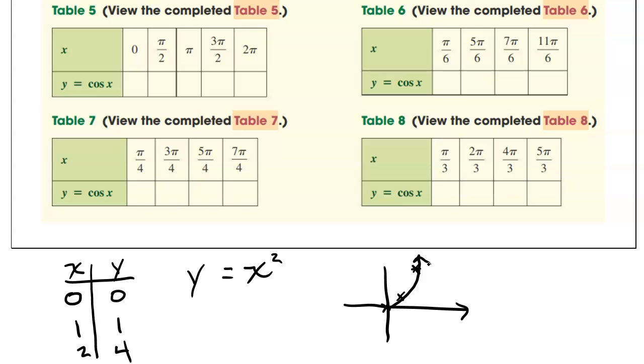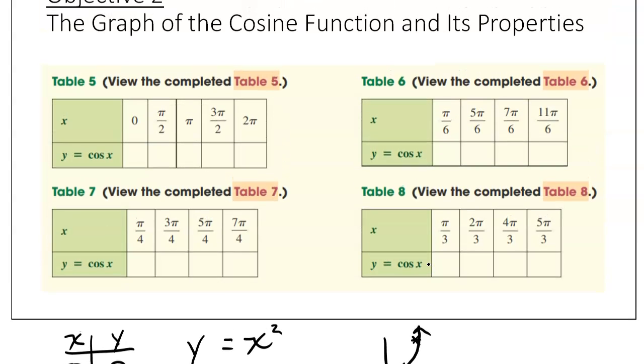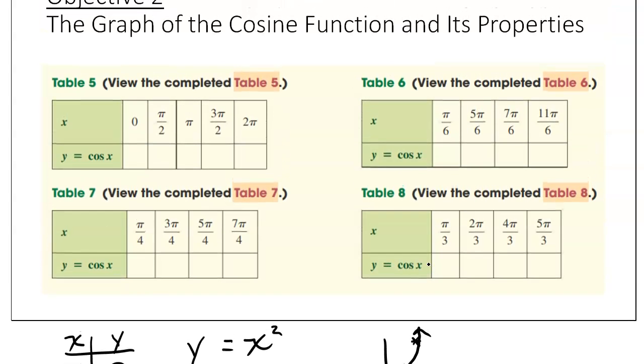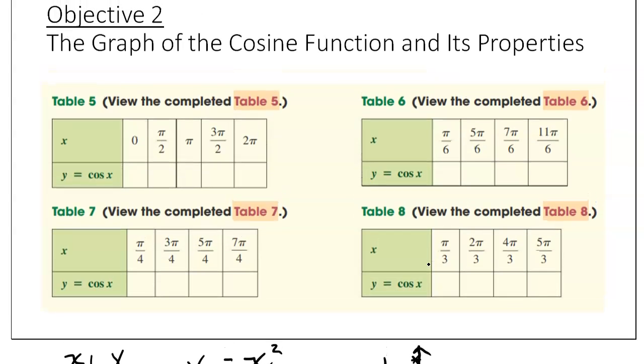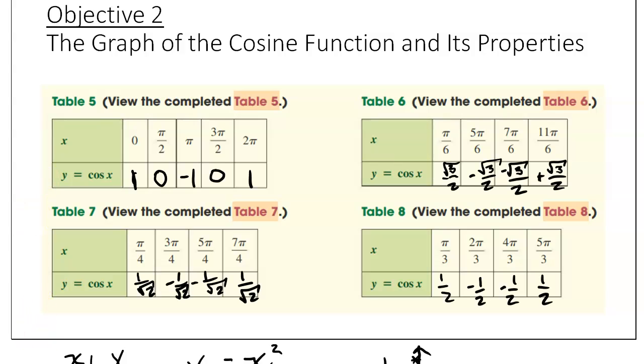So we're going to be doing the same thing. Just look at these tables as t-charts. What I want you to do right now is pause the video and try to fill out all of these values in the table, the y equals cosine x values in each table. So this is what you should get when you fill in all of the values.